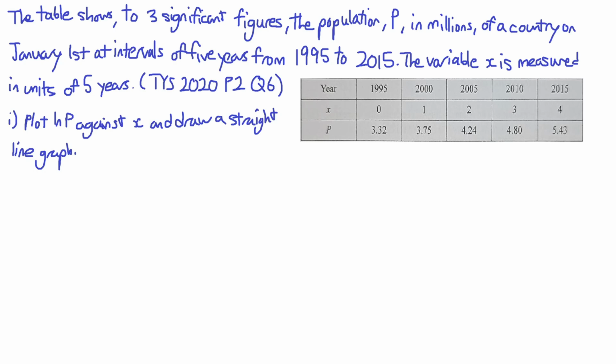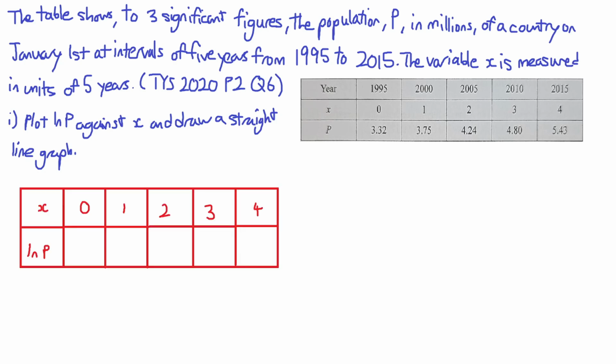The first part of the question asks us to plot ln P against x. So firstly, we will need to make a table to record our values of x and ln P. All you have to do for this is to insert the value of P from the respective value of x into ln P and write it to 5 significant figures.